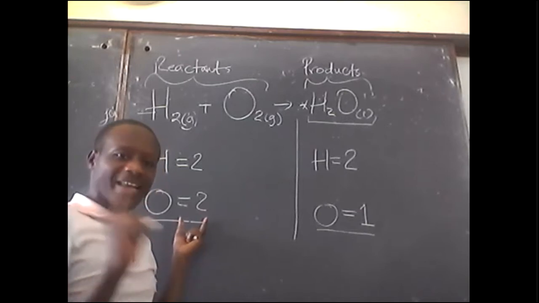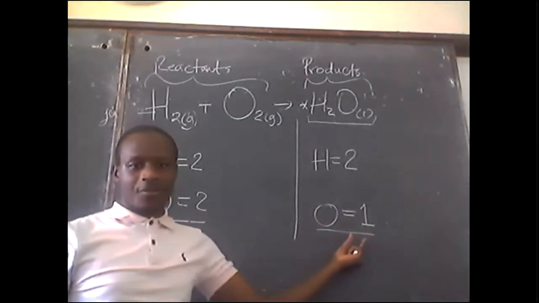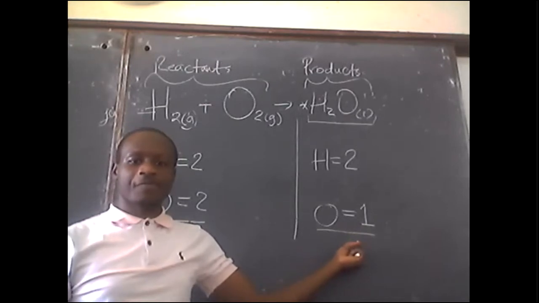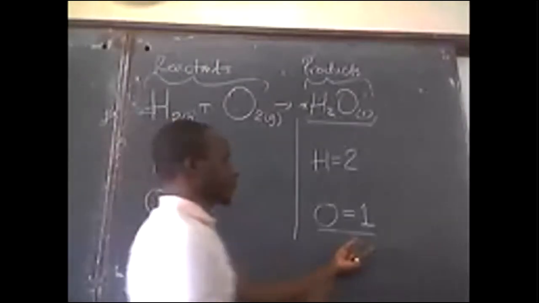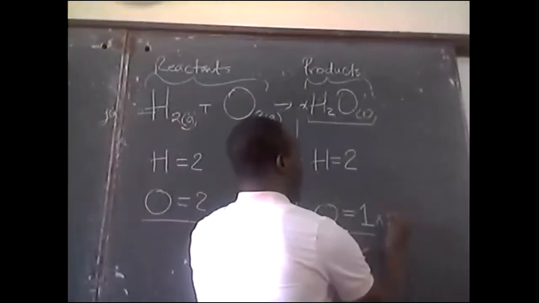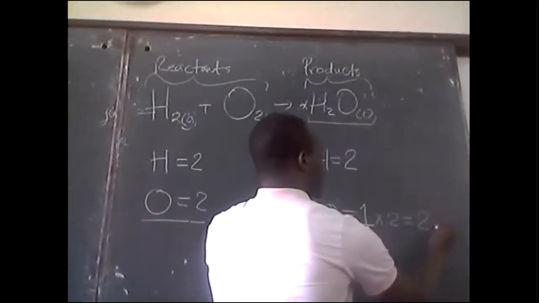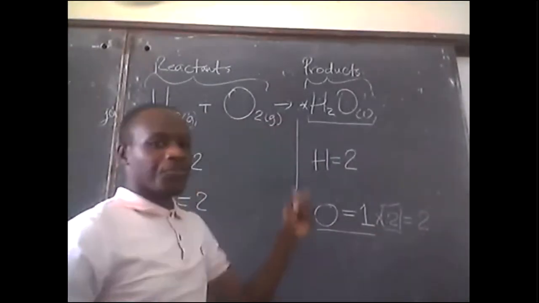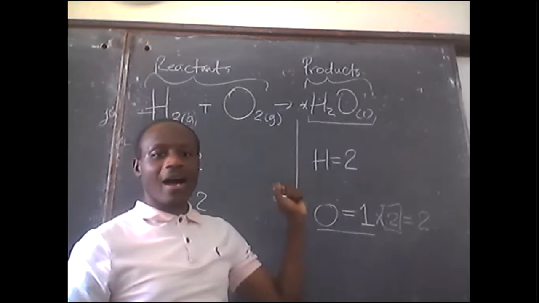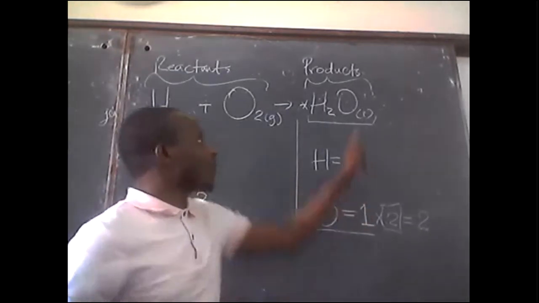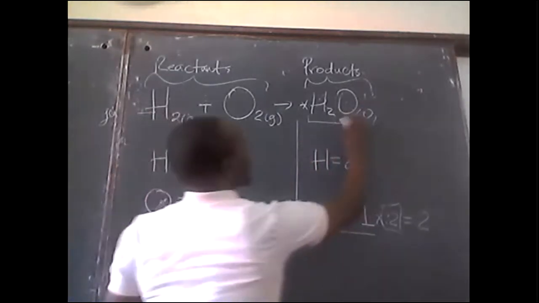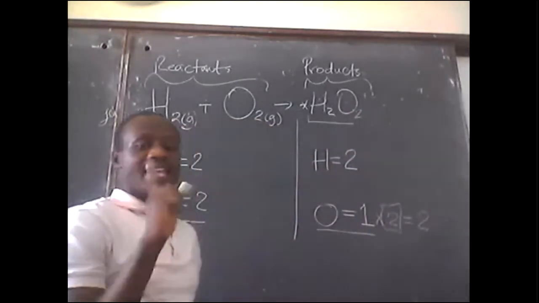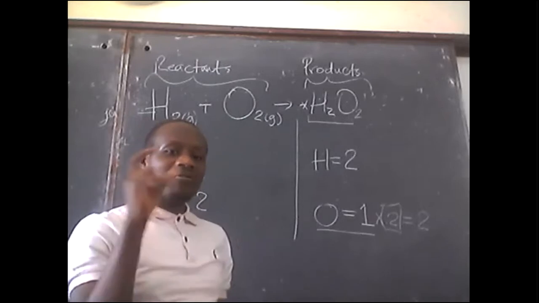So what number can I multiply through by 1 to give us 2? Amelia, 2. So I multiply through by 2, which will give me 2. But this 2, now we have a situation here. You have to multiply through a formula. When you look at this hydrogen, I cannot come and put a 2 here because it will change the formula.